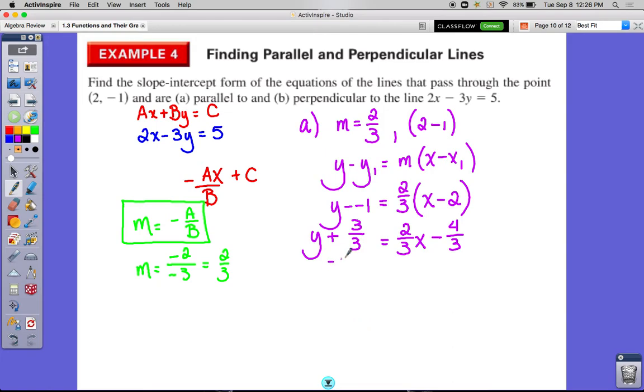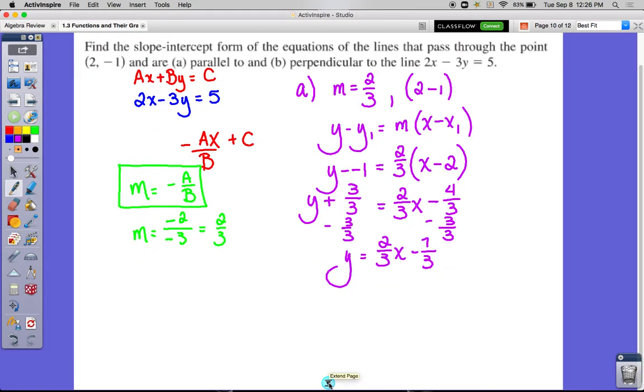So I'm going to subtract 3/3 from both sides. My final equation is going to look like y equals 2/3 x minus 4 minus 3, minus 7/3. That's just part A. Now, part B. But we've done the hard work behind it.